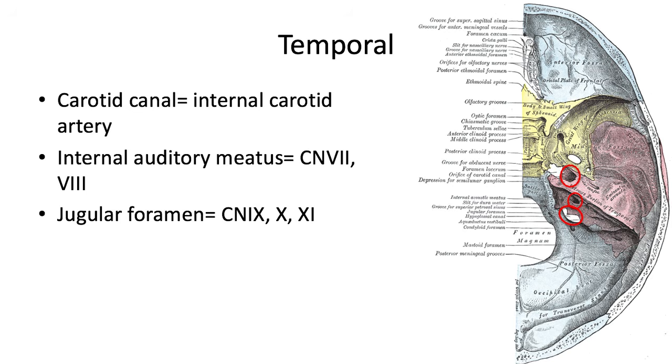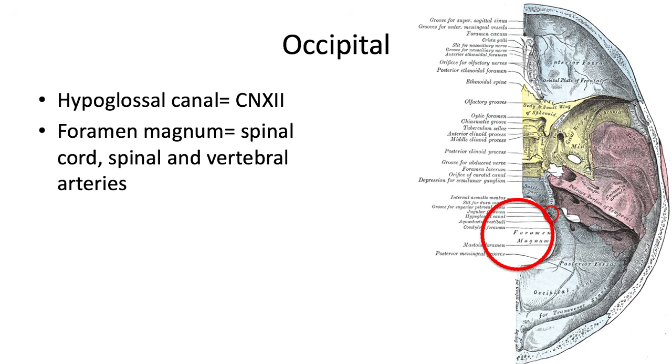And finally, we have the occipital bone. The occipital bone is home to the hypoglossal canal, which transmits our very last cranial nerve, which is cranial nerve 12. And then, of course, we have this really large hole called the foramen magnum, which is an appropriate term, the great hole. And this one transmits the spinal cord, spinal, and vertebral arteries. Of course, the spinal cord taking up the bulk of that space.